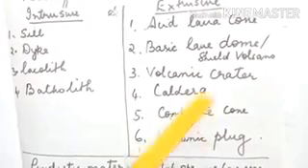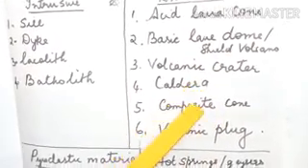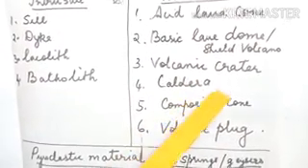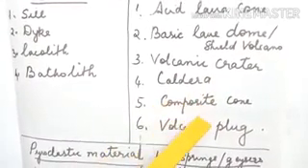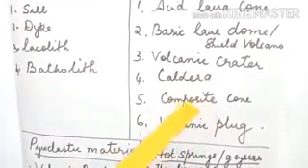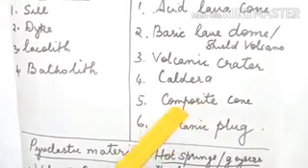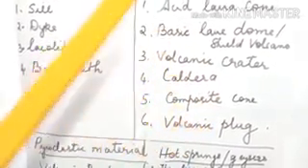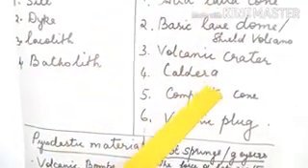Now what is a composite cone? From the name composite cone itself you can understand that there are many cones. That is, many alternating layers of lava and ash. They may also have subsidiary cones, subsidiary craters and parasite cones.